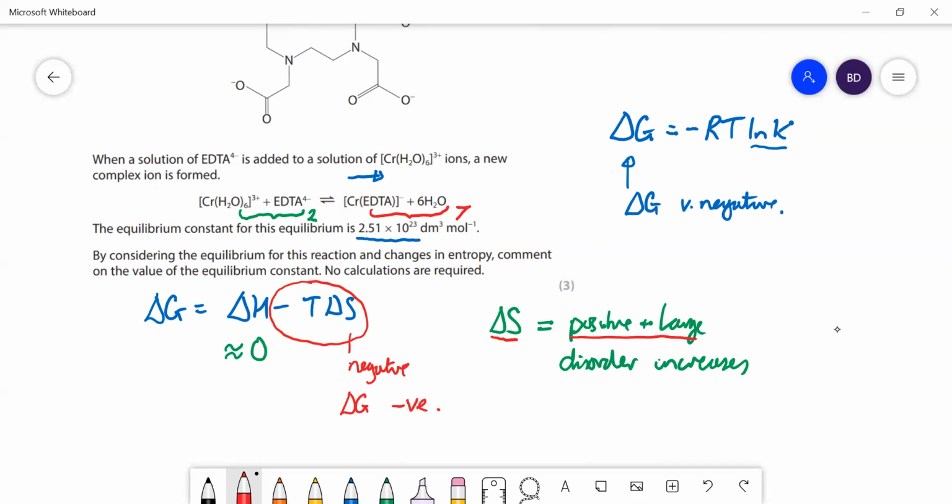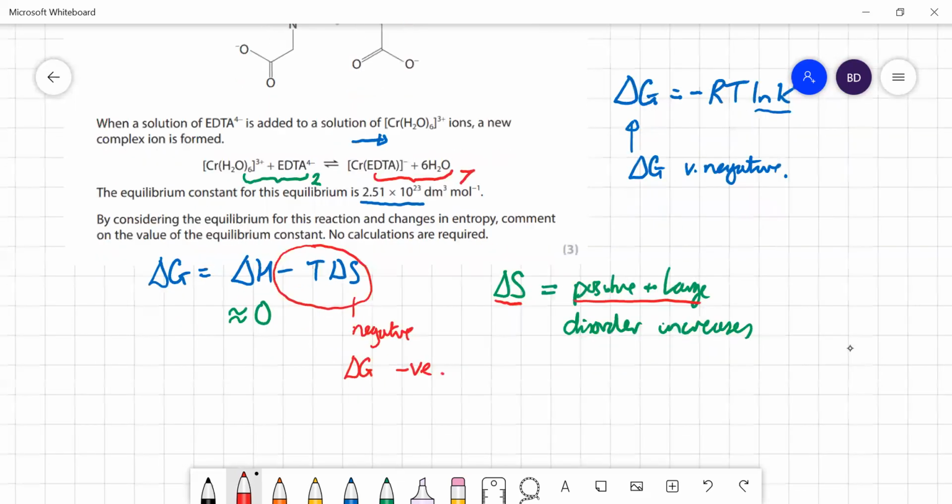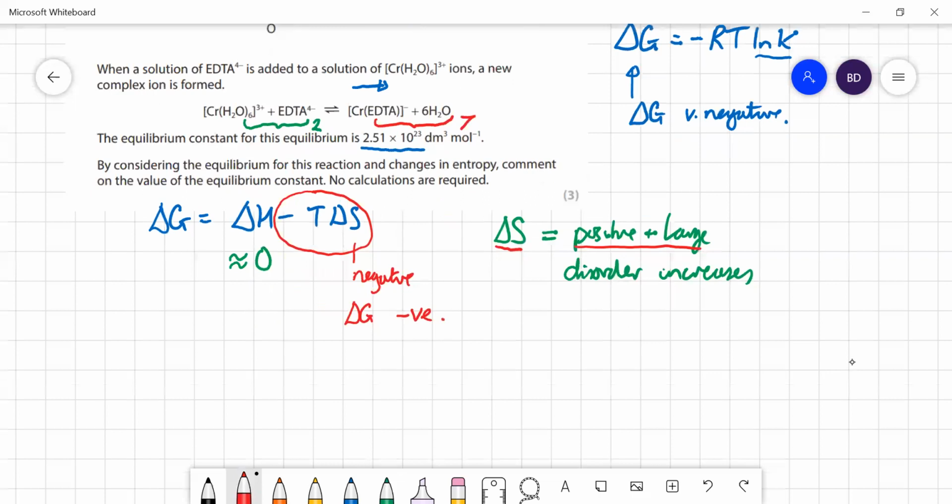Which of course essentially means that the reaction is negative in the forward direction, and positive in the backward reaction. It can't really go backwards. It wouldn't be thermodynamically feasible. Okay, so that should get you the marks there.